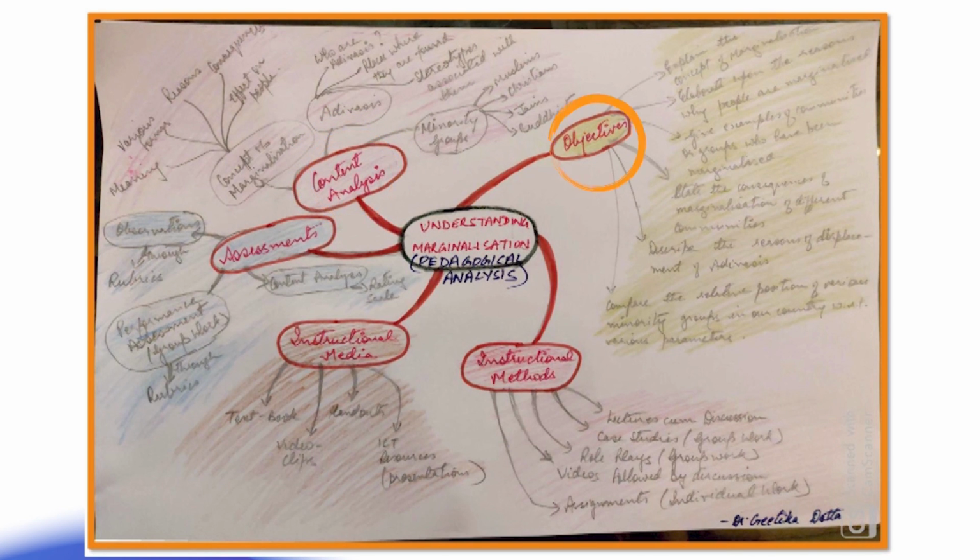Then we have the objectives. All of the objectives pertaining to all of these topics are written, and these objectives are written in behavioral terms. That is, what exactly are our expectations from the students once they are through with the topic. Then we come to instructional methods, that is, what instructional methods are we going to follow.